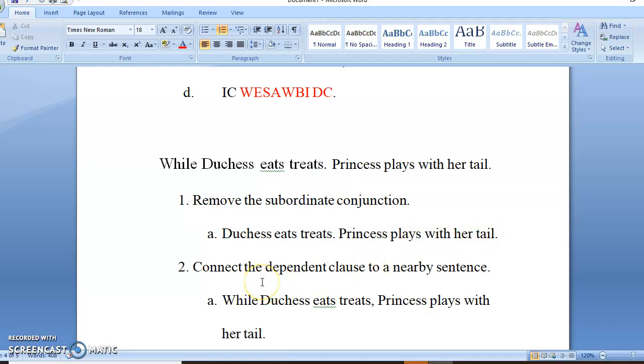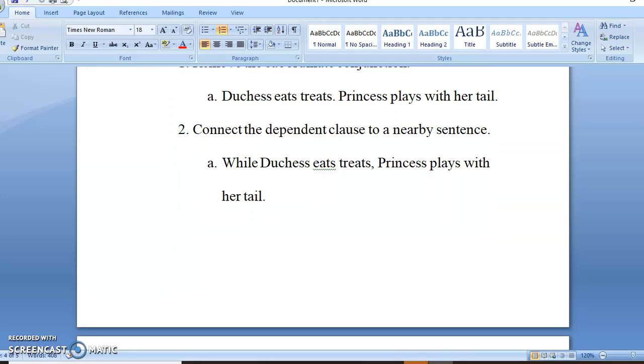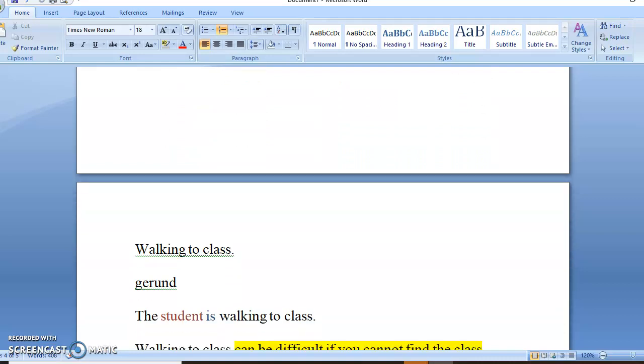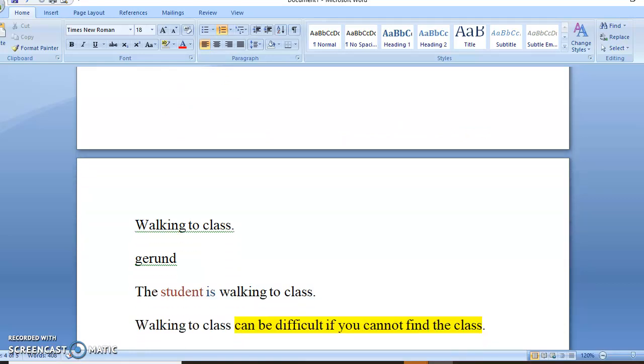The other method to correct it would simply be to connect the dependent clause to the nearby sentence, as in the example we have here. While Duchess eats treats, comma, Princess plays with her tail. Okay, so the question you're probably asking, Dr. Stovall, can I put the independent clause first and then have the dependent clause follow? Absolutely. Just make sure that when you have the independent clause first, there's no punctuation between the independent clause and the dependent clause.